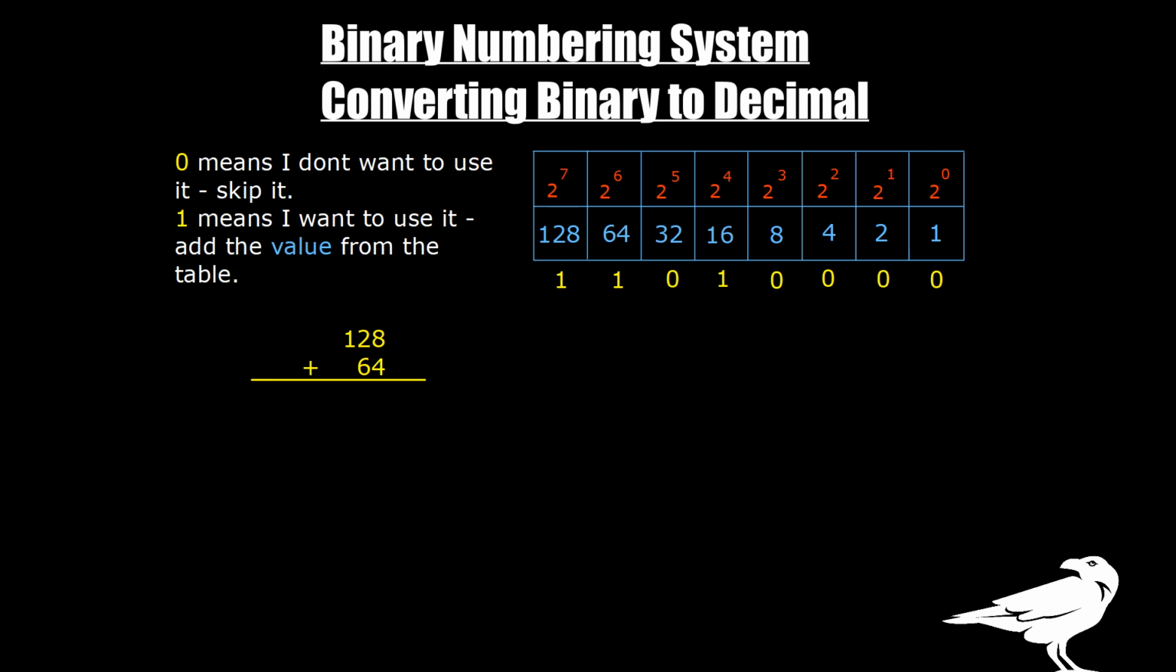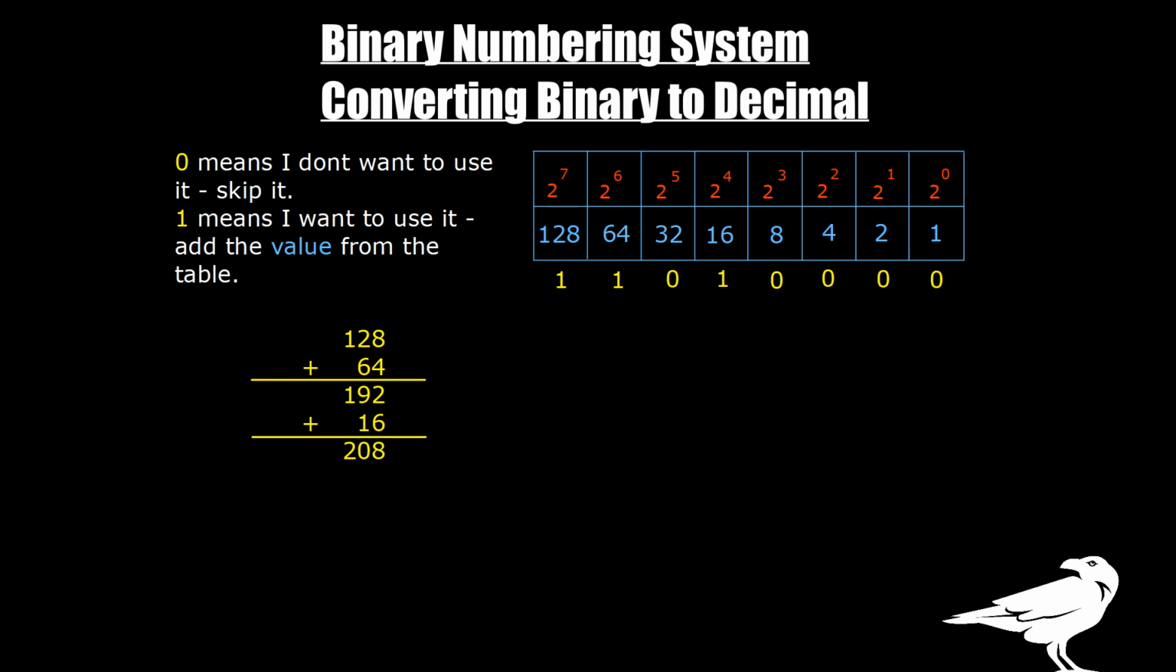128 plus 64 is 192. Now, there's a 0 under the 32 column, which means I'm not going to use it, so I'm not going to waste my time, or your time, writing 32 times 0 just to find out that equals 0. The next column where I have a 1 is the 16 column. So I'll put 16 underneath that 192 and add it to 192, which gives me 208.